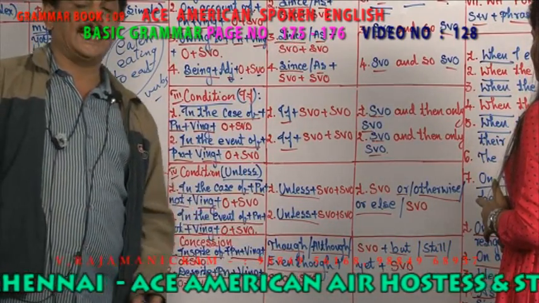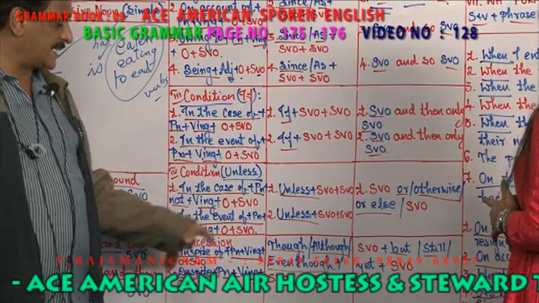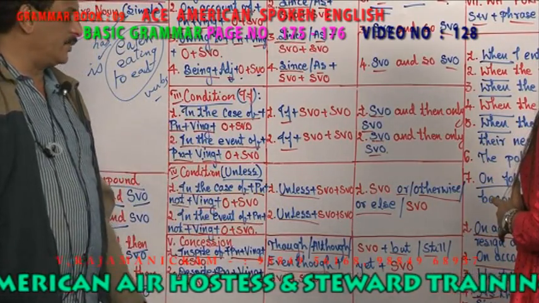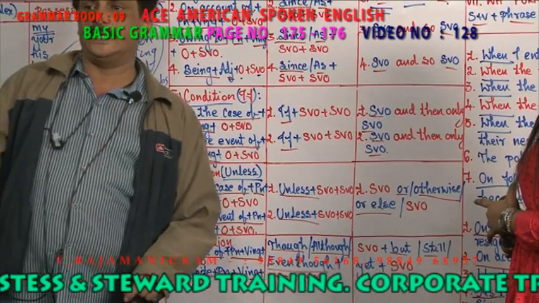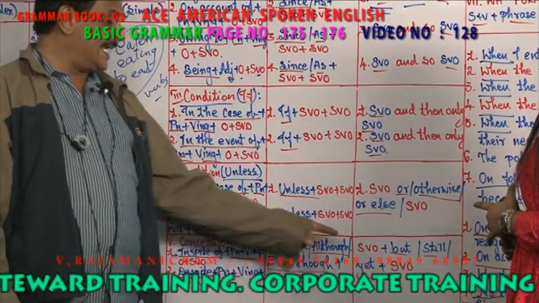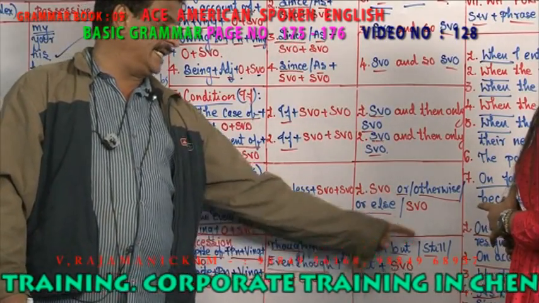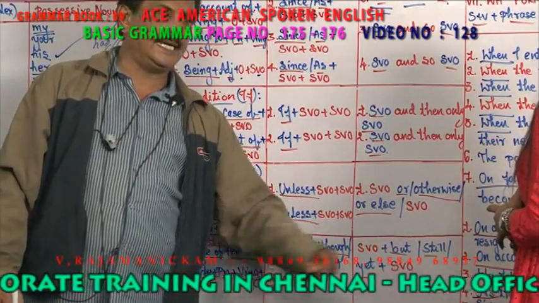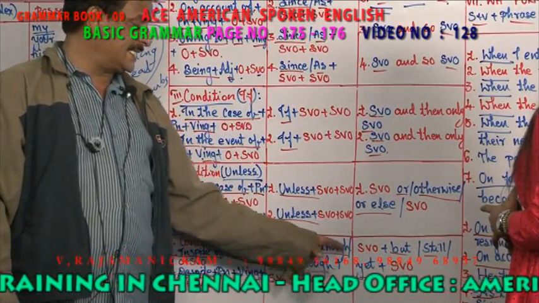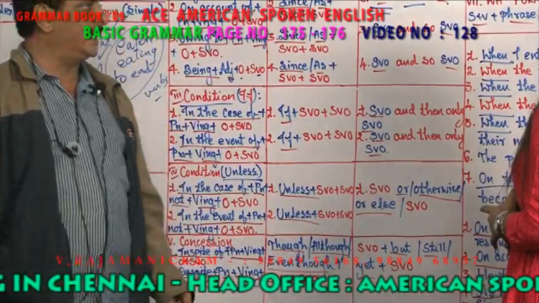Though he studied hard, he was not able to get good marks. Although he studied hard, he was not able to get good marks. Even though he studied hard, he did not get good marks. He studied hard, but he did not get good marks. He studied hard, still he did not get good marks. He studied hard, yet he got only less marks.